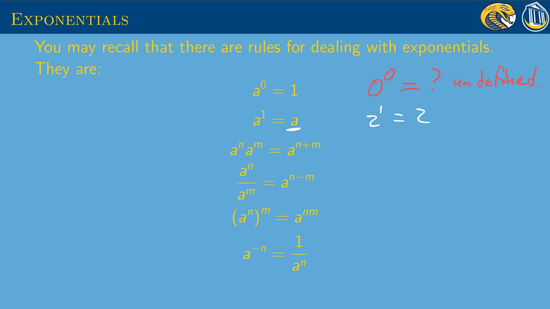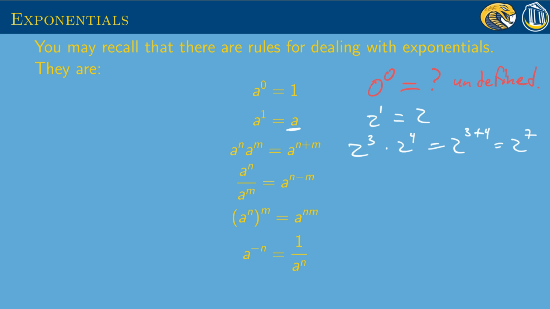If we have two exponents with the same base multiplied together, a to the n times a to the m, then we can just add those exponents, getting a to the n plus m. For example, 2 to the 3 times 2 to the 4 is 2 to the 3 plus 4, which is 2 to the 7. If we break this up into 8 and 16, we can multiply those together and get 128, just as we would expect.